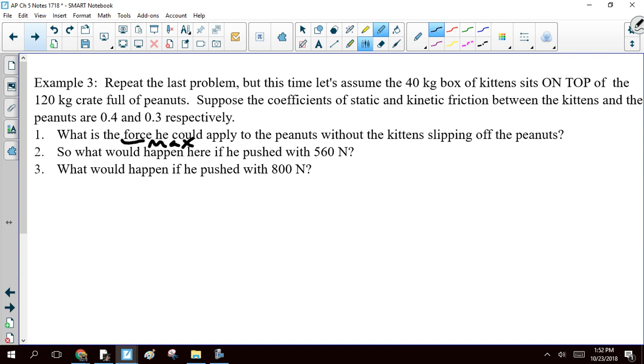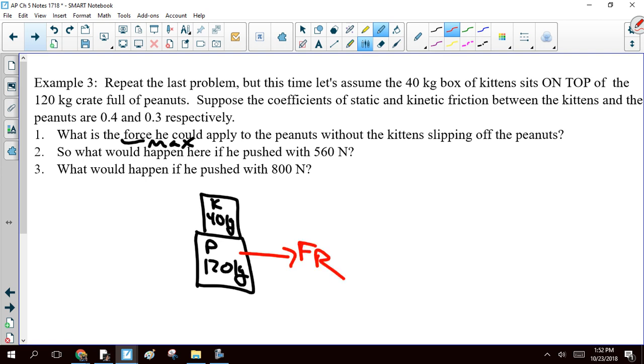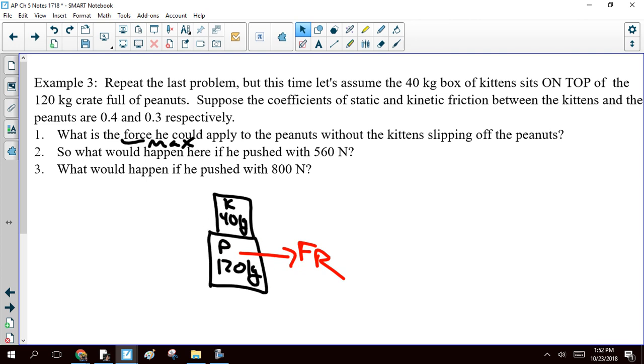Okay, so here's the idea. You've got your peanuts, 120 kilograms. And then you got a 40 kilogram box of kittens on top of it. I don't know why I think this is so funny. And so Roy is going to push over here with some amount of force, right? But the problem is, if he pushes too, whoa, that's not what I wanted to do.